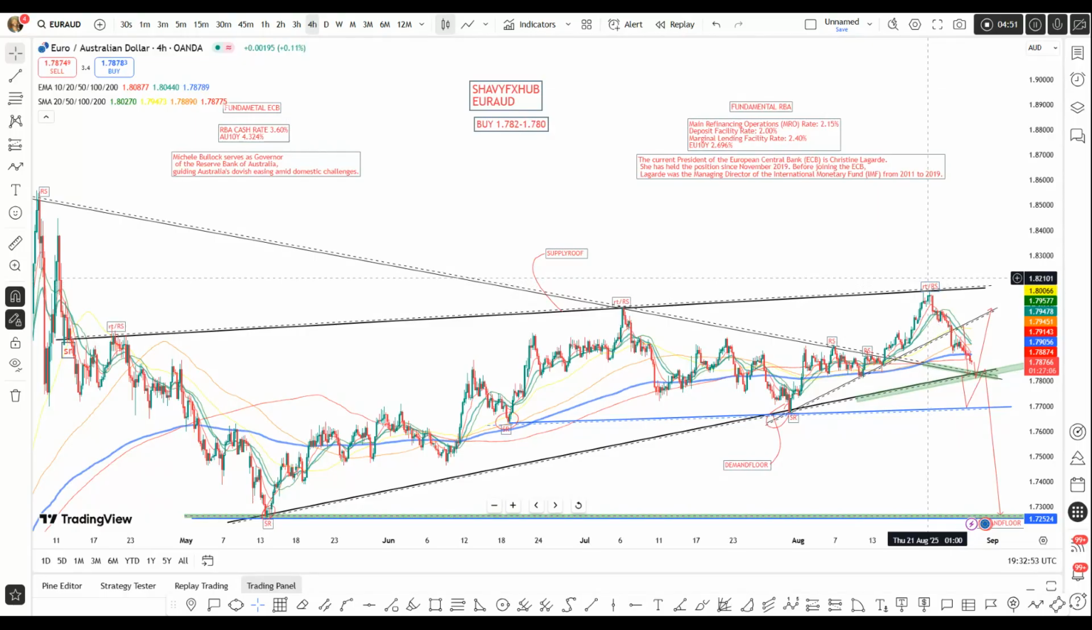I posted this last month, and towards earlier August, where I posted this sell too. Go check my previous post on Euro AUD. It was posted and we're holding a sell position on Euro AUD.